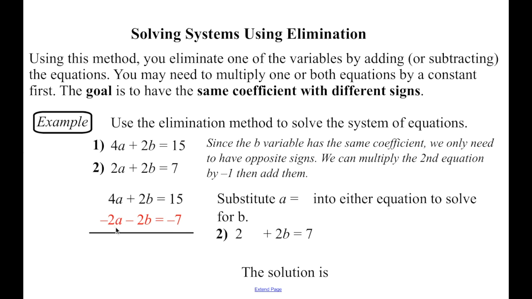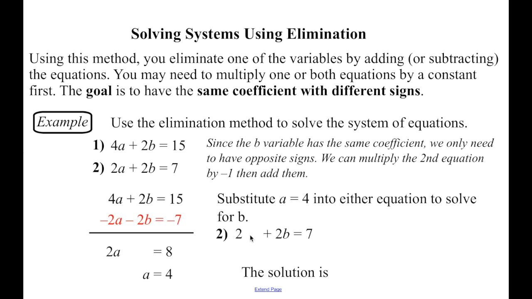Now if we add these two equations together, I get 2a, 4a minus 2a is 2a. My b terms drop out, they add to 0, and 15 minus 7 is 8. And solving for a, we get a is equal to 4. So now, just like before, we can substitute that value into either equation from the beginning and solve for our opposite variable b.